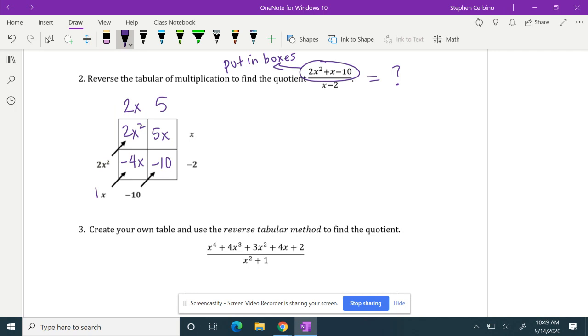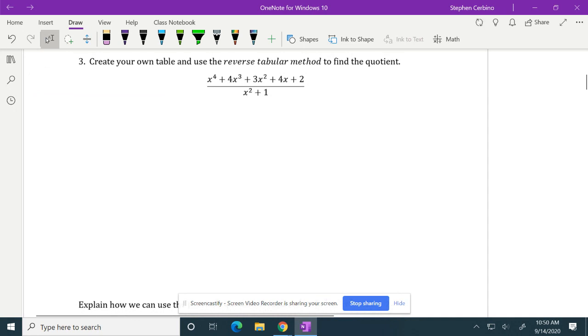So what does all this tell us? This answer is 2x plus 5. Meaning if I was to multiply 2x plus 5 and x minus 2, I should get 2x squared plus x minus 10. The process is pretty similar, it's pretty straightforward, but there is some room here where things can get a little bit funky. So let's try another one.